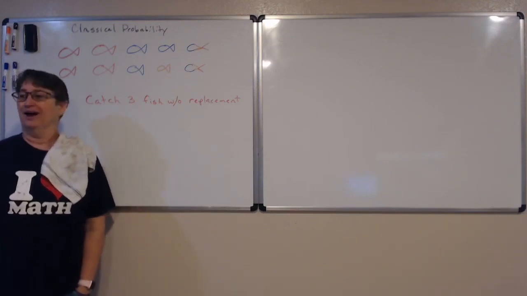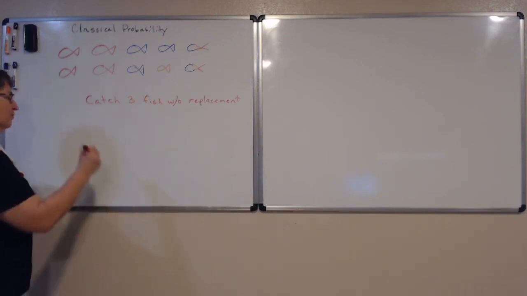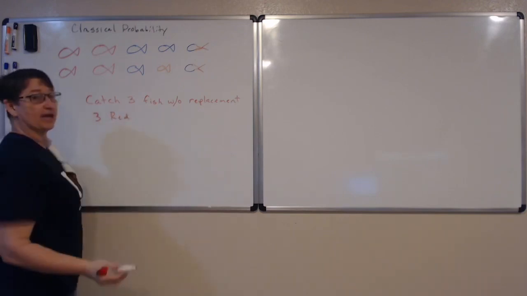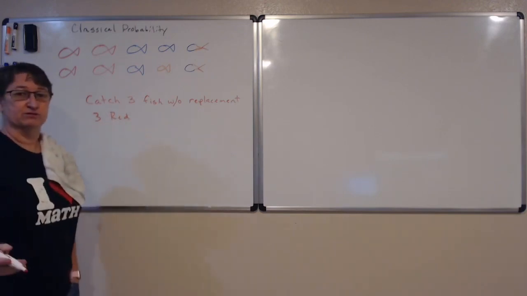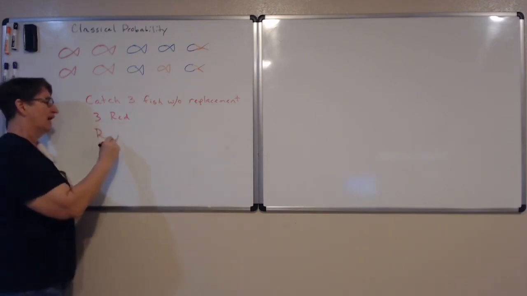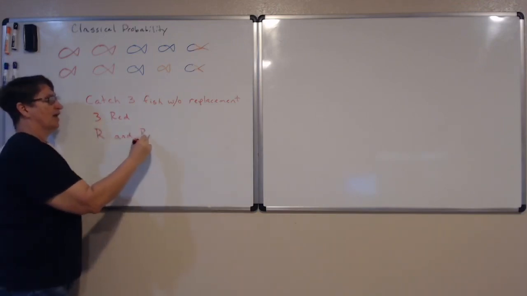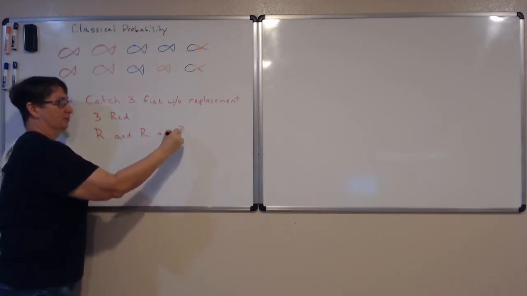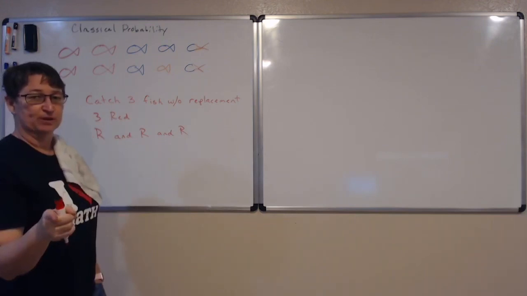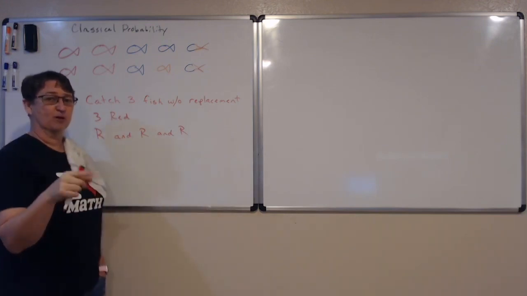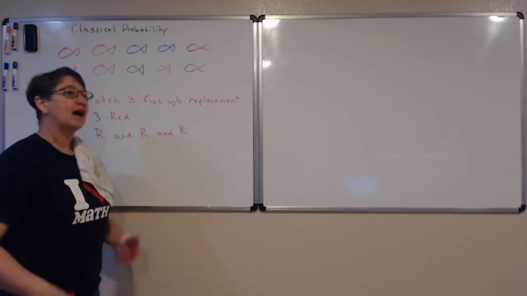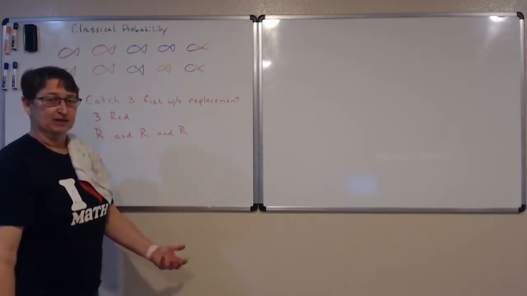So I want to know what's the probability I catch 3 red. Now yesterday we put it into words. So that's a big deal. First we've got to be able to say red and red and red. But you have that done now. So if you do day 1 of the classical probability, you have it written down in words. Now you just need to add the probabilities to it.